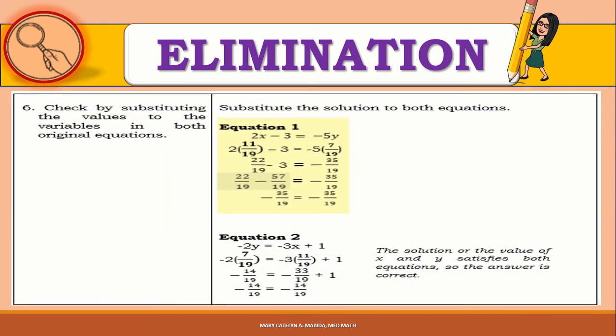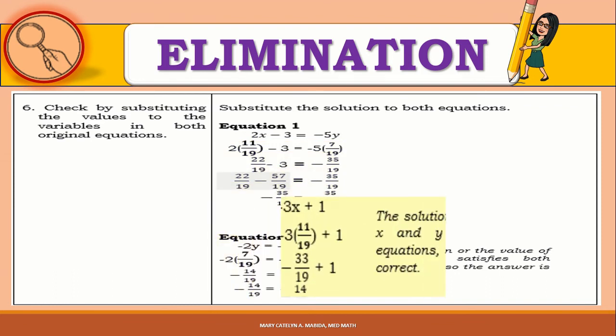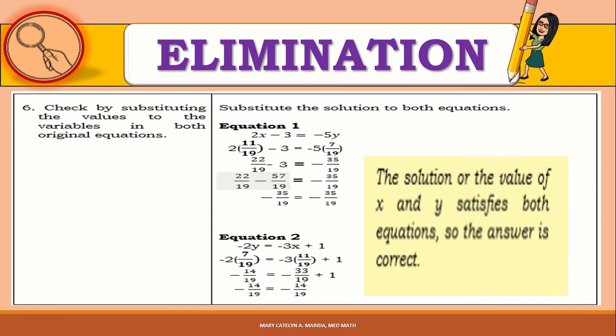Now we check if our solution is correct. By substituting both values of x and y, our x is 11 over 19 and our y is 7 over 19. We get negative 35 over 19 is equal to negative 35 over 19, which is correct. It is also the same in the second equation. We get negative 14 over 19 is equal to negative 14 over 19. The solution or the values of x and y satisfy both equations, so the answer is correct.